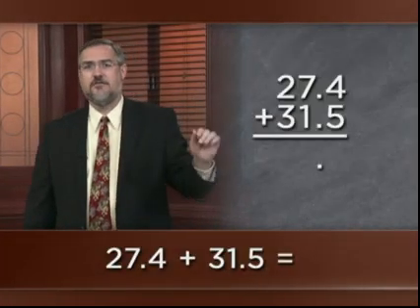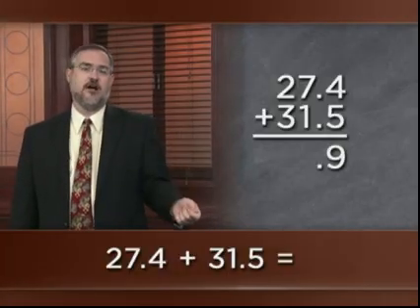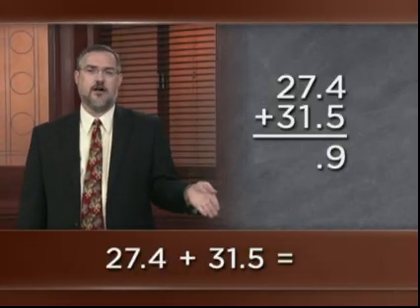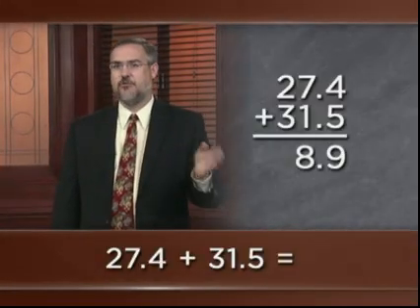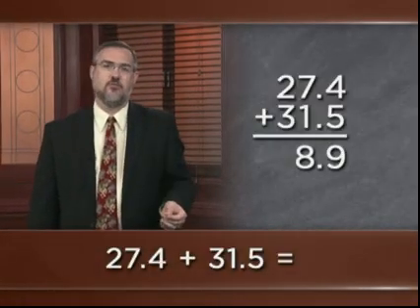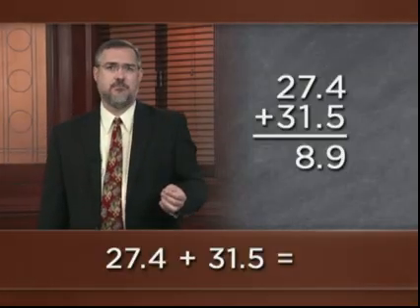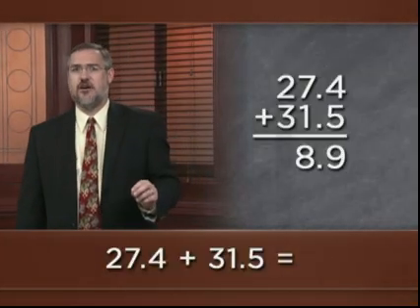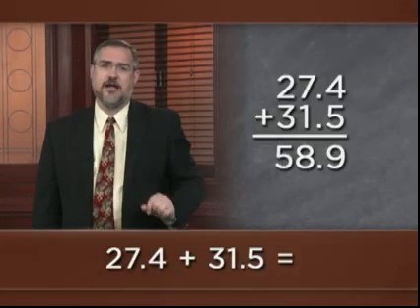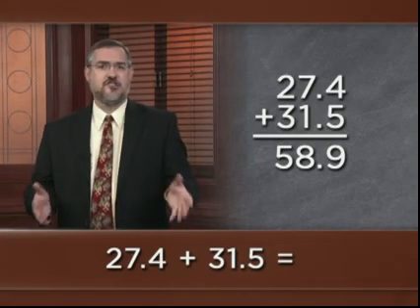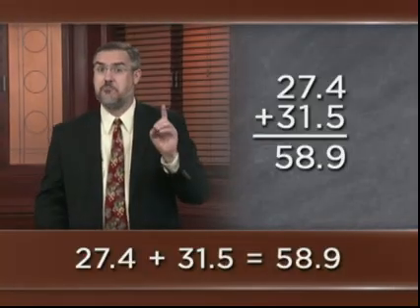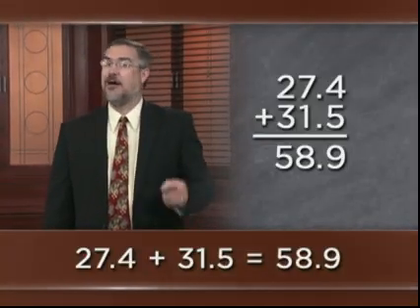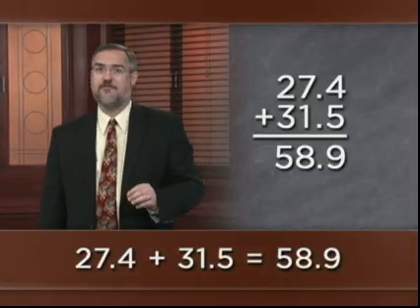4 plus 5 is 9, so I put a 9 in my answer section just to the right of that decimal point. 7 plus 1 is 8, and so I put that 8 in below the 7 and the 1, just to the left of the decimal point. And 2 plus 3 is 5, so I put that 5 in my answer section as well. And I see here that my final answer is 58.9.